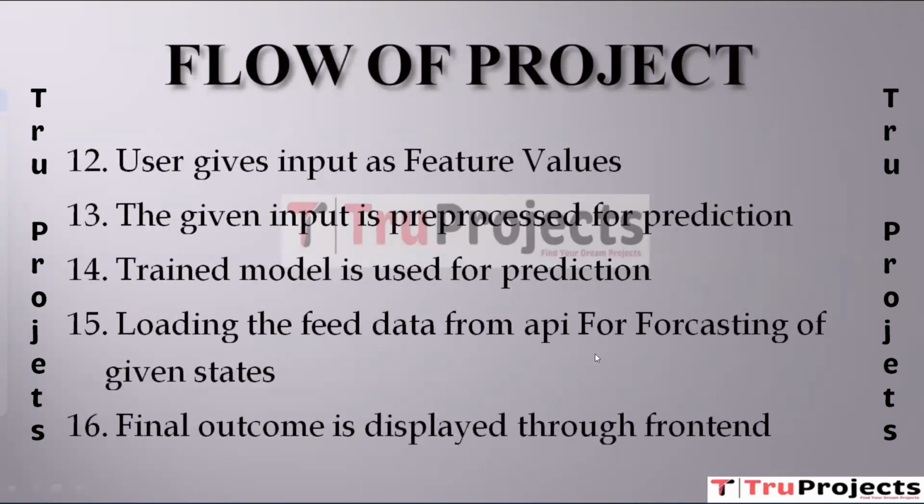Then next, we have loading the feed data from an API for forecasting the given states, fetching real-time or additional data from an API to enhance predictions, particularly for forecasting. And the last one here, we have the final outcome displayed through the front end, displaying the model's predictions and other relevant information on the front end of the web application.